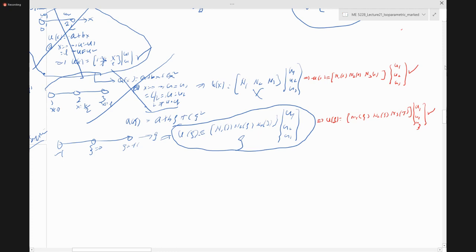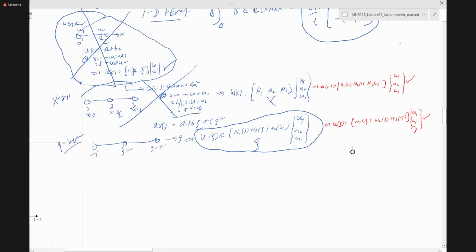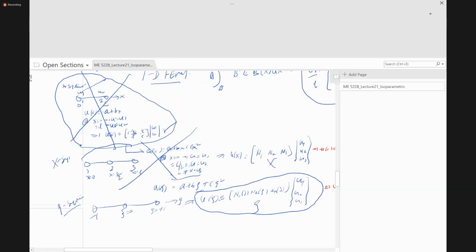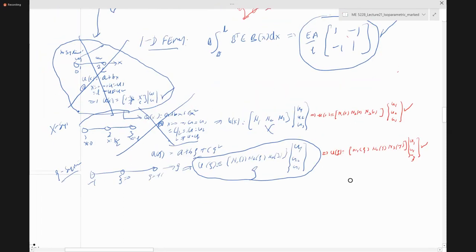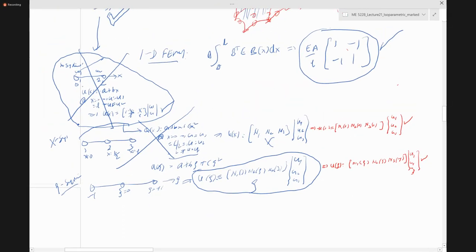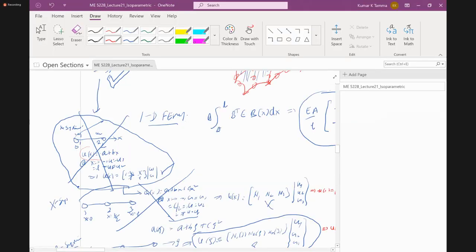So let me ask you, how do you get the N's in the x system? Can anybody tell me how to evaluate? I'm just trying to regurgitate myself once more. How do you get N's in the x system? You assume a polynomial like this, apply these conditions and get N's. You assume a polynomial like this, apply the conditions and get this. Is this clear? For 2-noded and 3-noded. Do you understand that? Yes or no?